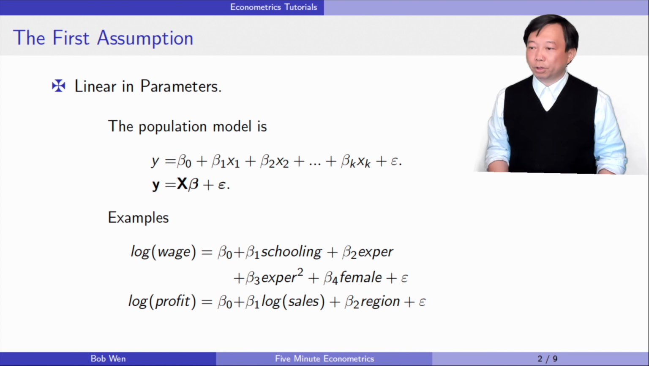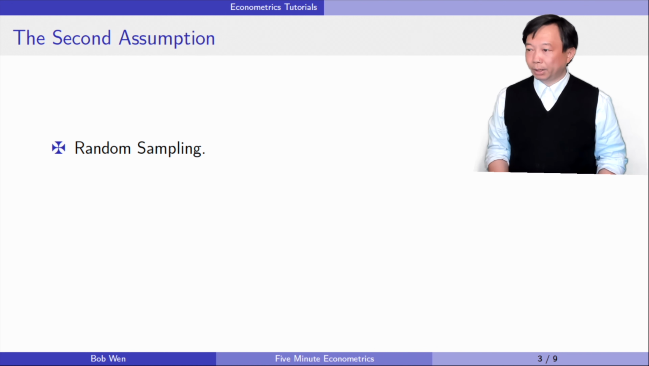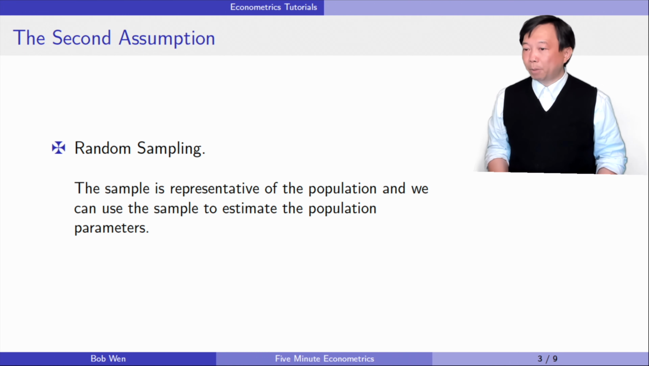The second assumption is the random sampling assumption. It is about the sample we use. We assume that the sample is a random draw from the population. So, the sample is representative of the population, and we can use the sample to estimate the population parameters.